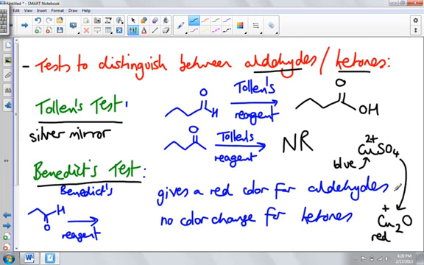So the copper gets reduced from copper 2+ to copper 1+, and as the copper gets reduced, that's got to go hand in hand with an oxidation, and that oxidation happens with the aldehyde, which again gets oxidized to a carboxylic acid. No color change for ketones because again you can't oxidize a ketone. So therefore, in theory, you get a brick red color for aldehydes, and for ketones you see no change from the original blue color.